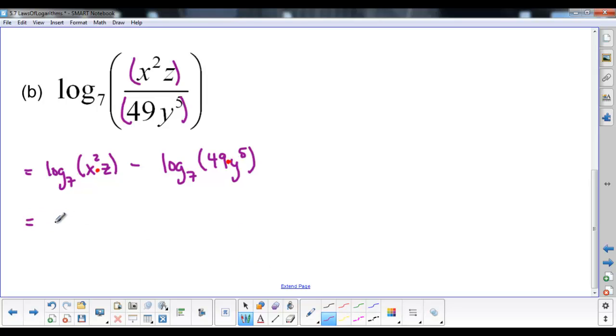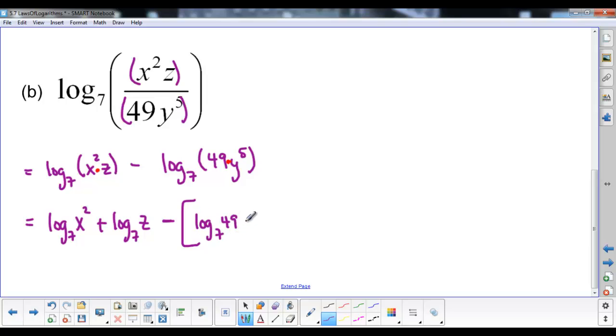So I'll split up that first term as log base 7, and I'll take my first argument, which is x squared, and I'll add that to log base 7, and argument is z. Now this is where you need to be careful, because when we're splitting up the second term, well, we have a minus sign in front, so whatever work you do here, you should use brackets so that you'll remember to distribute the negative in the next step. So again, we'll split up, we'll keep our log base 7, 49, and then plus log base 7, and then the argument is y to the power of 5.